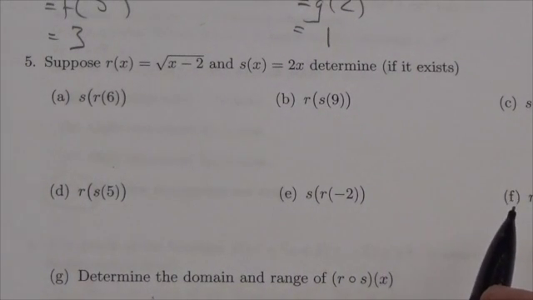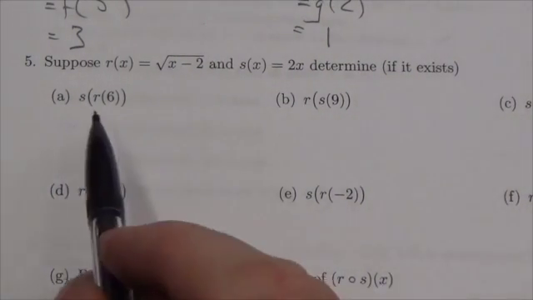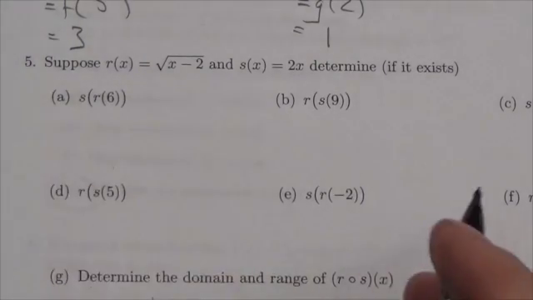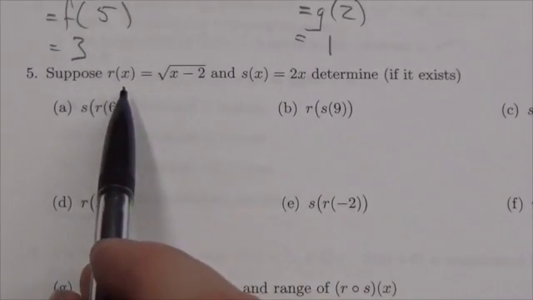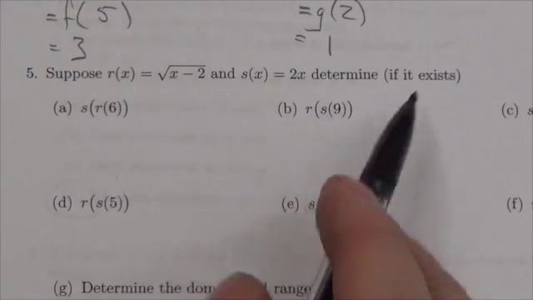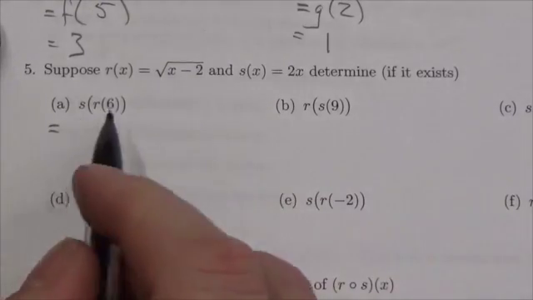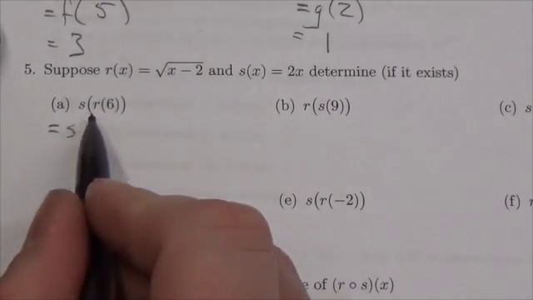Hi everybody, this is the Math 30-1 functions review, and this is the composition section, question 5. We're supposed to suppose that r is equal to the square root of x minus 2 and that s is 2 times x. And so we're going to determine all of these values here. To start off with, we're going to evaluate s of r of 6.